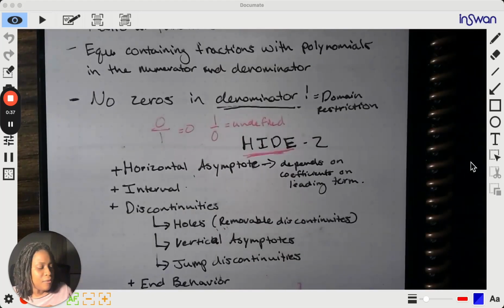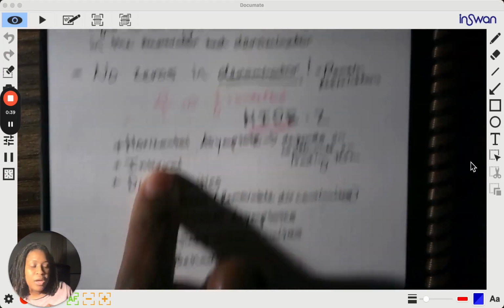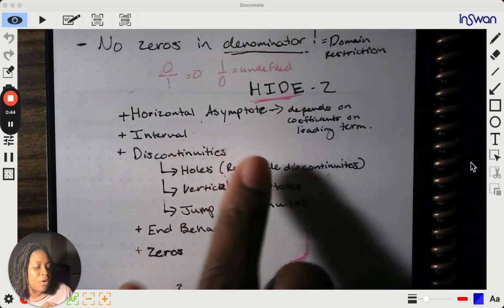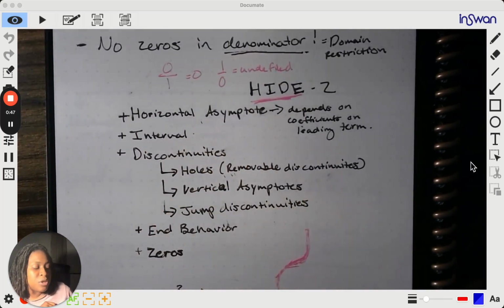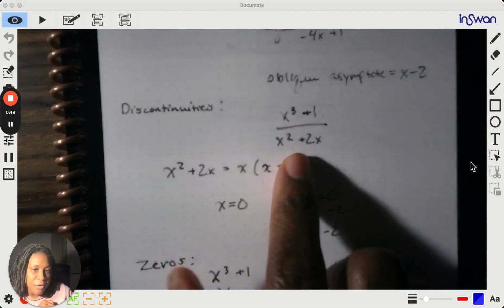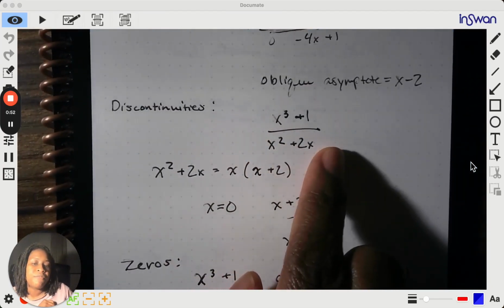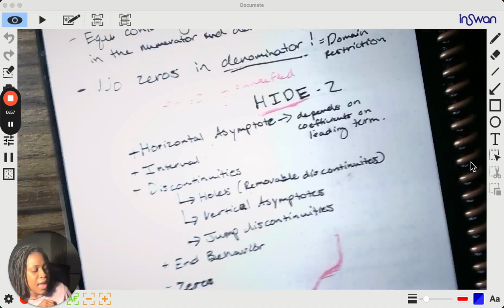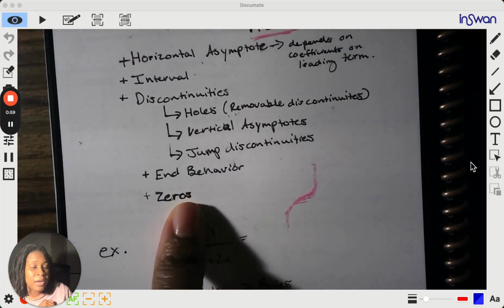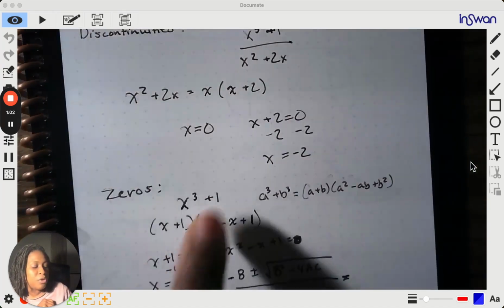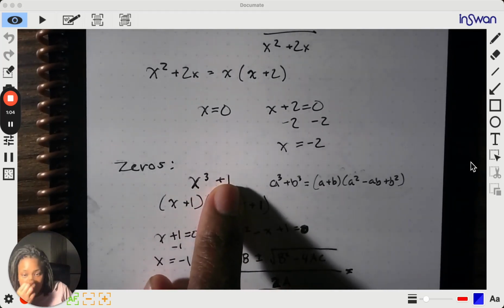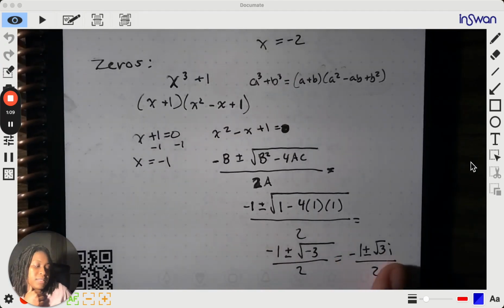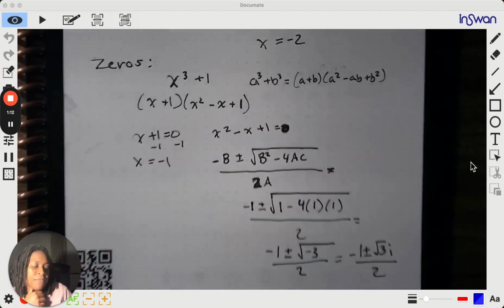Then we have our intervals, which we're about to view on our graph, and our discontinuities. We saw for those, we had vertical asymptotes, 2 of them. We found that by taking the denominator and factoring it and then solving for the zeros in the denominator. And then we have our zeros in the numerator, which we take from the numerator, the x cubed plus 1. And then we solve for our zeros, and we ended up with 1 real and 2 complex. So we're actually just going to graph the real.